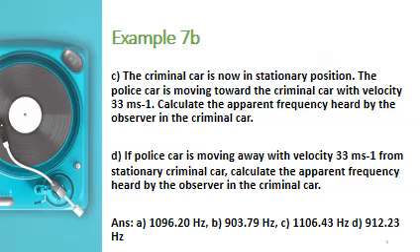Example 7b. C. The criminal car is now in a stationary position. The police car is moving towards the criminal car with a velocity of 33 meters per second. Calculate the apparent frequency heard by the observer in the criminal car. D. If the police car is moving away with a velocity of 33 meters per second from the stationary criminal car, calculate the apparent frequency heard by the observer in the criminal car.